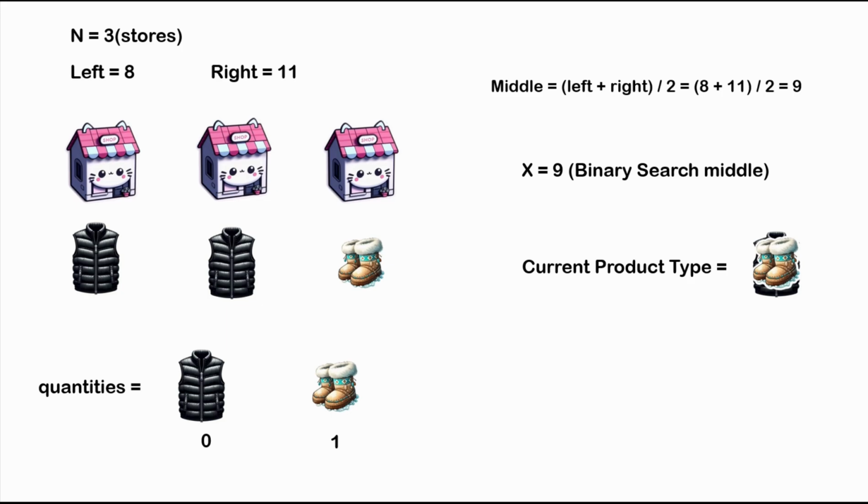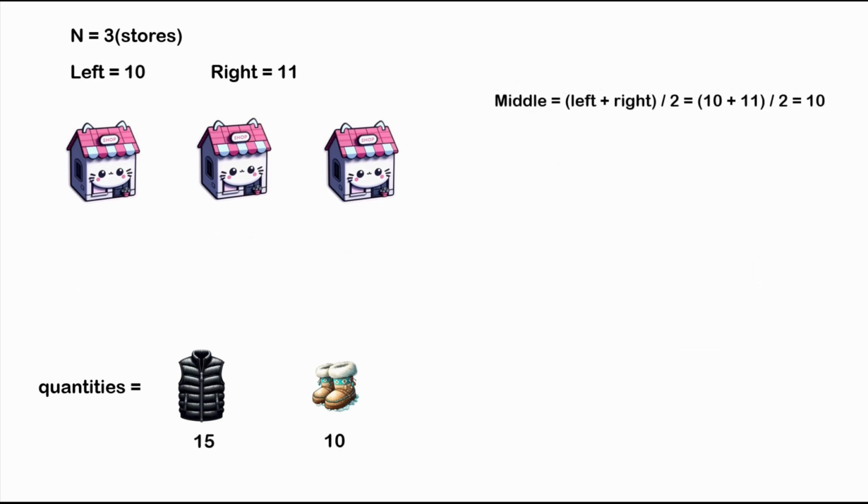At this point, we have used all stores, but there is still another product's quantity 1 left to distribute. Result: this distribution is not valid because we can't distribute all products with value 9. Since x equals 9 didn't work, we know we can't use values less than or equal to 9. So update left equals mid plus 1, which is 10. And calculate the new midpoint, middle equals 10. Now let's check if x equals 10 works.